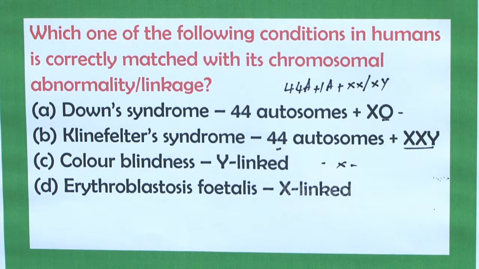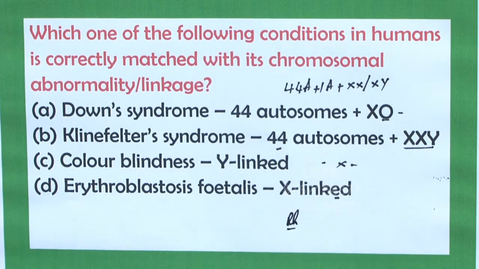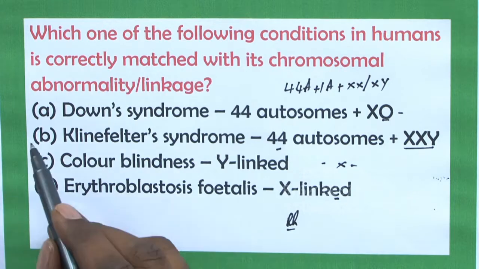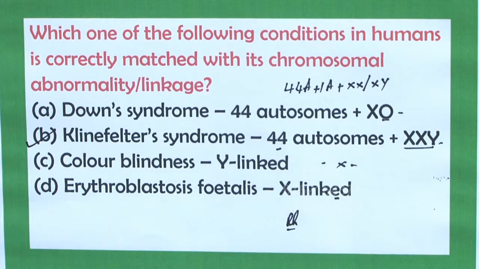And option D is erythroblastosis fetalis. It is not associated with the sex chromosomes. Erythroblastosis fetalis occurs due to Rh incompatibility. Rh is the rhesus factor. If the mother is negative and the father is positive, and the child is Rh positive, it will initiate erythroblastosis fetalis, wherein the RBCs of the fetus are destroyed by the antibodies of the mother. So, when you consider all these, option B is the correct option: in Klinefelter syndrome there are 44 autosomes and 2 X and 1 Y chromosome.